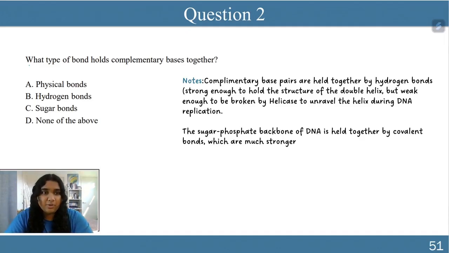So our question, what type of bond holds complementary bases together? We are talking hydrogen bonds. Just to go through the responses as well, physical bonds isn't even a thing. Sugar bonds, it's not quite correct, and then none of the above is also incorrect. So you could also come to this conclusion by process of elimination too.